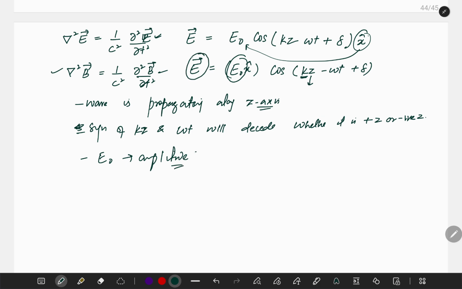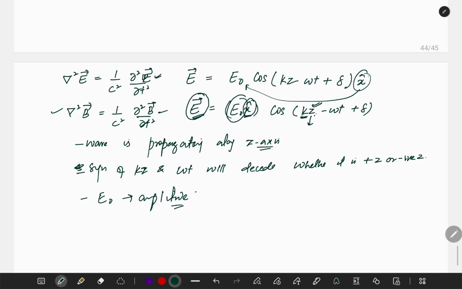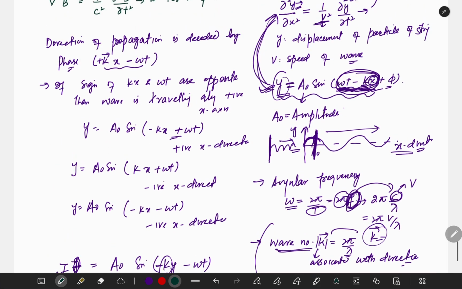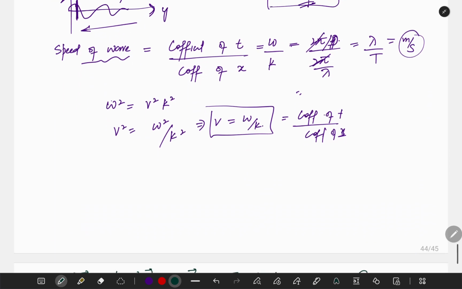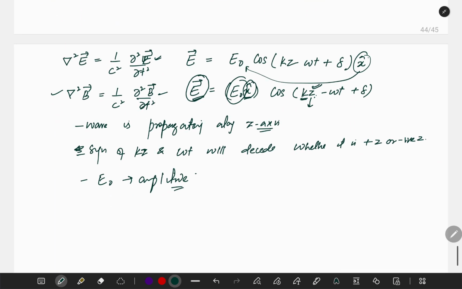And the electric field is given by this direction, not by z. The coefficient of k will tell in which direction the wave is propagating. In this earlier solution, the particles were moving along the y-axis, doing SHM along the y-axis. But in the case of electromagnetic waves, we don't have particles; rather we have the electric field. So this electric field is actually varying along the x direction.